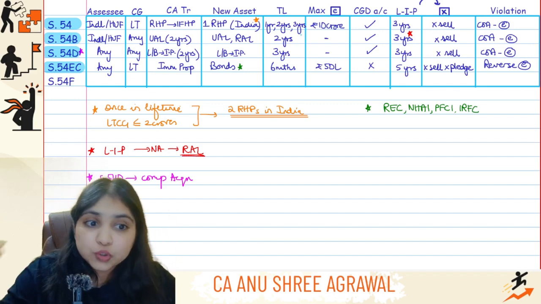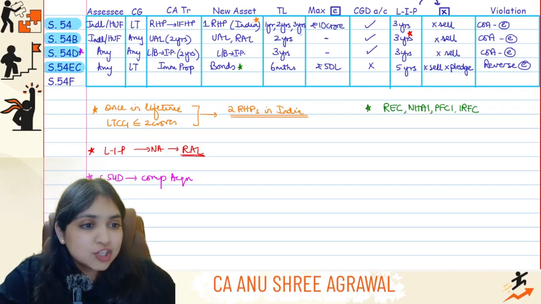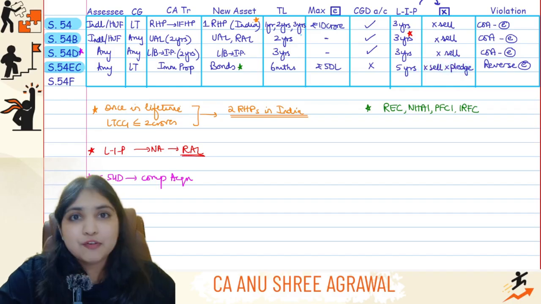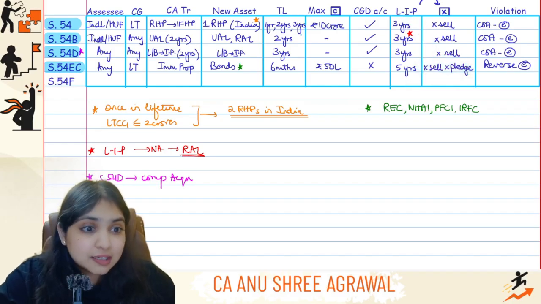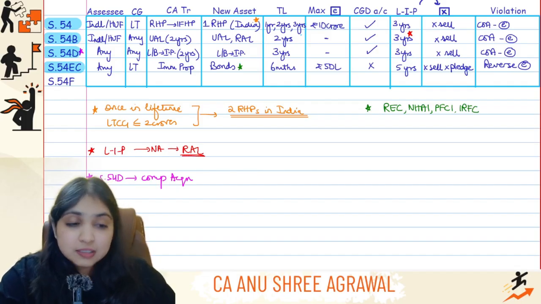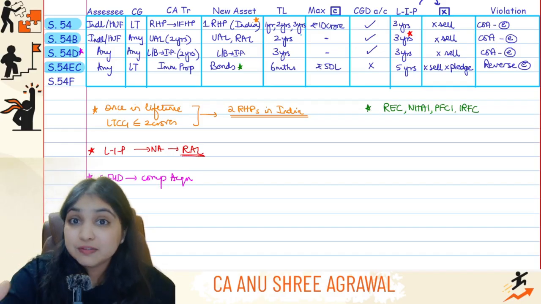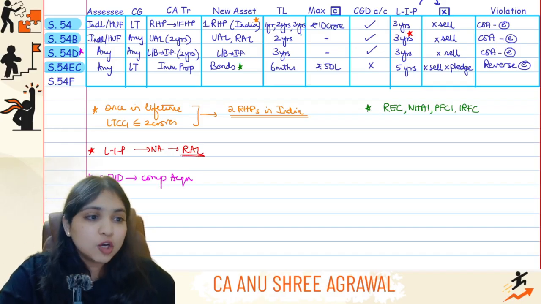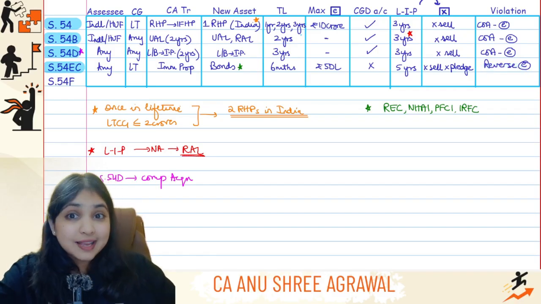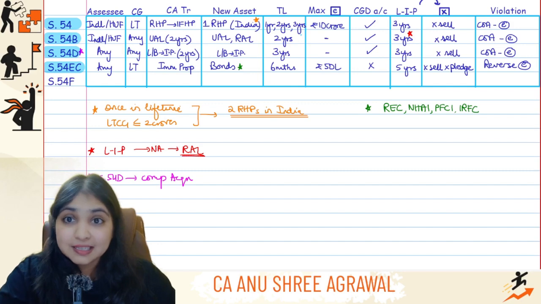Here the most unique point is that lock-in period is 5 years, and in these 5 years you should neither sell nor pledge. This pledging point is not there anywhere else, only in 54EC. Everywhere else 3 years, only over here 5 years. In case you violate, that is during these 5 years, if you sell away the bonds or pledge the bonds, then whatever 54EC exemption you have enjoyed, we will reverse the exemption, which means in the year of violation, we will tax that exemption which you had enjoyed earlier. We'll tax that exemption now as capital gains, as LTCG.